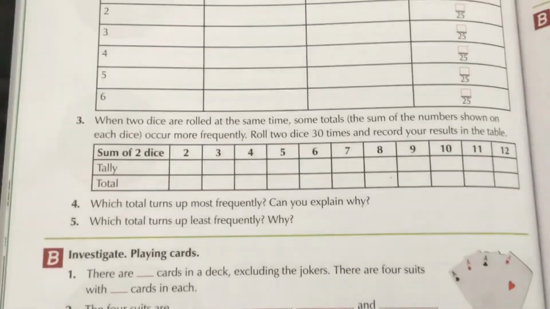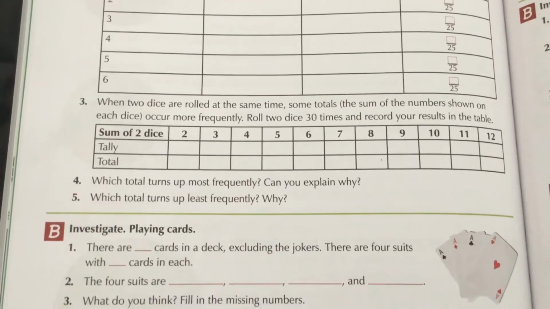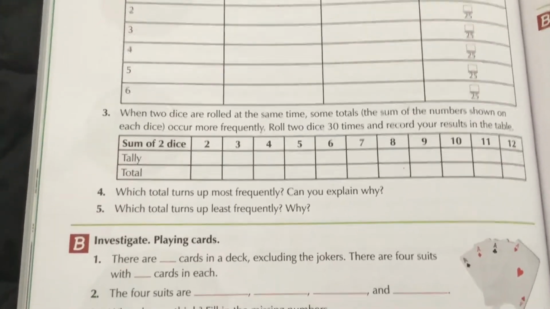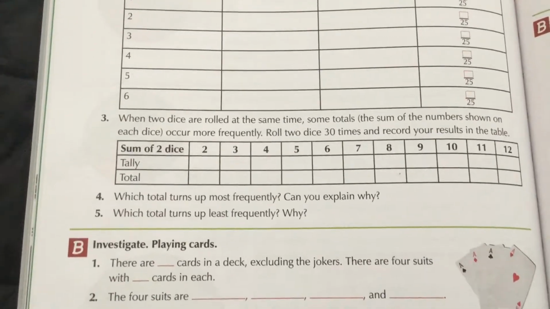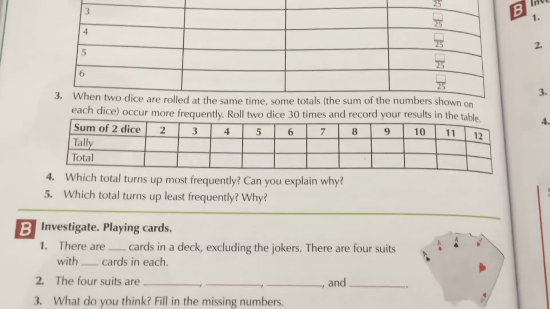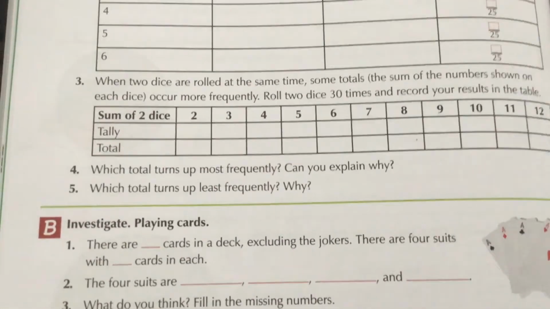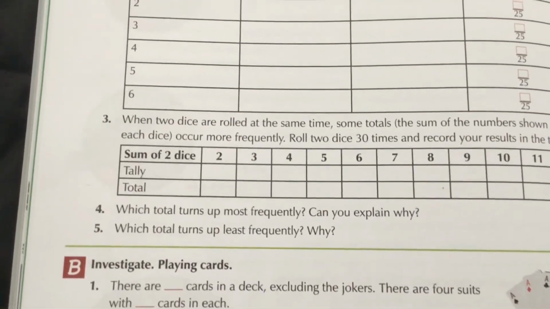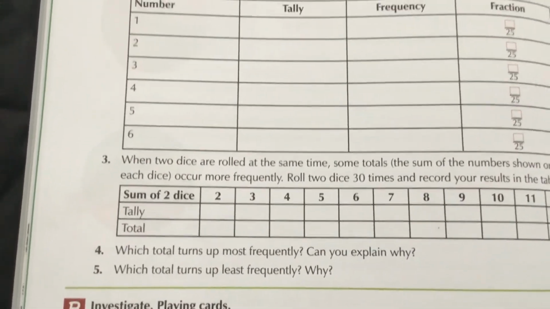Now, with 2 dice, think of 2 dice that you roll at the same time. In some games when I was growing up, a lot of games had 2 dice and you threw them at the same time. You have to roll the 2 dice 30 times and record your results. So the tally: did you get a total of 2 when you rolled them? Did you get 3? Did you get 4? And then the amount of times you got this.